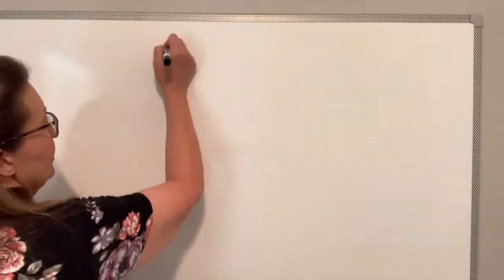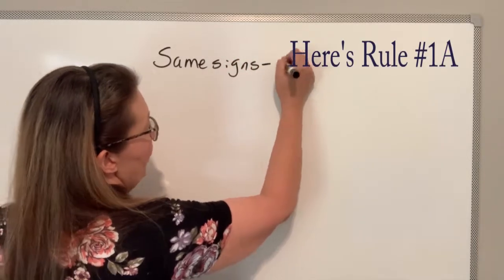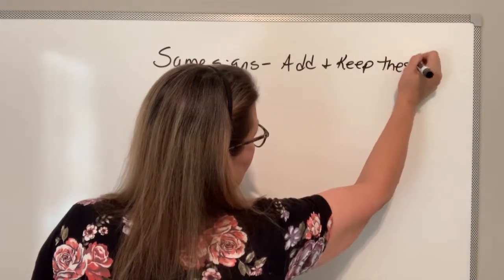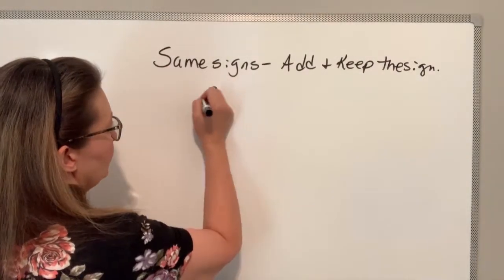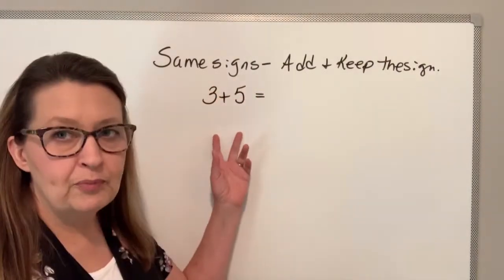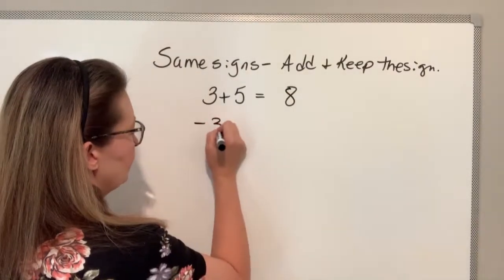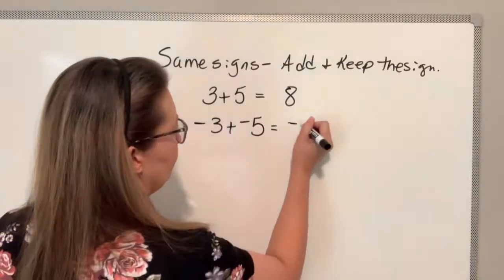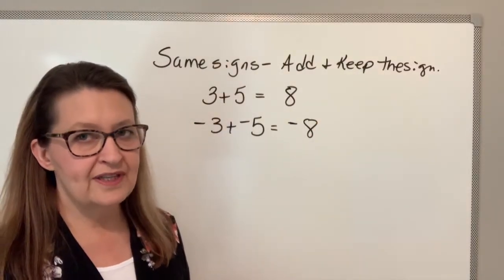have different signs. Okay? When you add two numbers that have the same signs, you add and keep the sign. Okay? For example, 3 plus 5, both are positive, add and keep the sign. Positive 8. Negative 3 plus negative 5, same signs, add and keep your sign. Okay? And that's all there is to adding with the same signs.